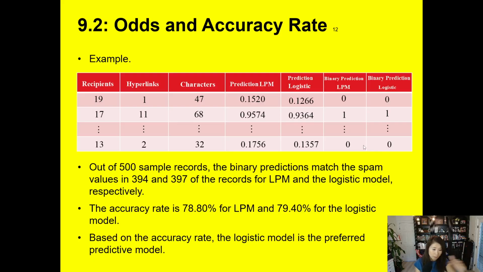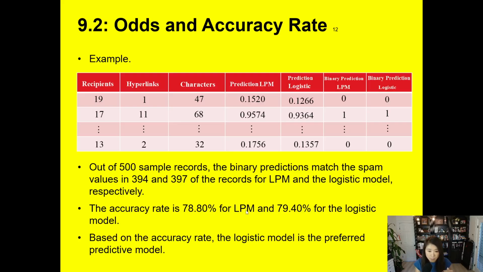So now we look at every record among all 500 records to see how many of them are predicted accurately. We found that for the logistic regression model, 397 are correctly predicted. And again, we have 500 records, so we use 397 divided by 500. That is what we get. The accuracy for my logistic regression is 79.4%. We can use the same idea to calculate it for the LPM, and the accuracy is 78.80%. Therefore, our logistic regression model is doing a way better job than our linear probability model.